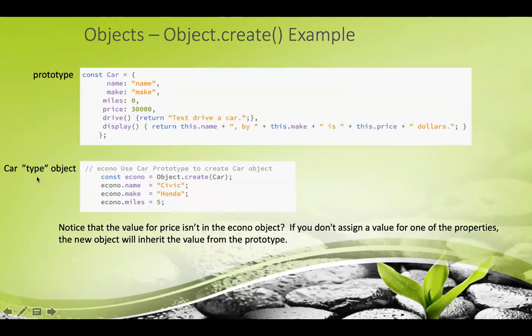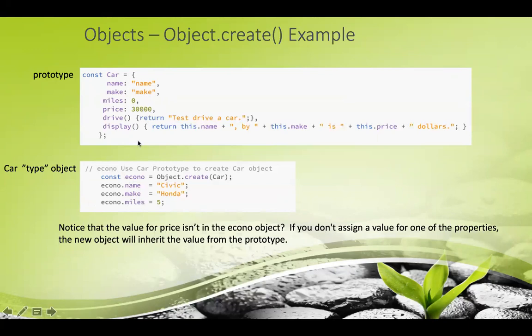And then how you create it is you just basically say Object.create car into the thing that you want to call it as. So I have a subclass of car called Econo, like an Econo car or whatever. And I've only defined the name, make, and miles. So I didn't define the price though, which is bad. Well, it's not bad. It just illustrates the point.